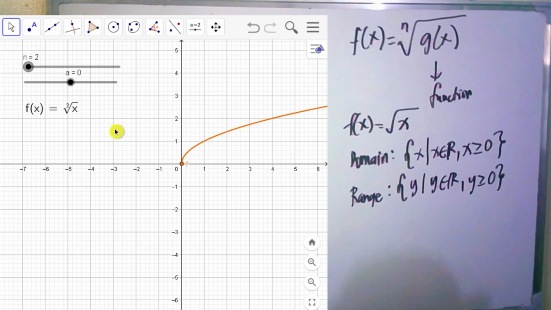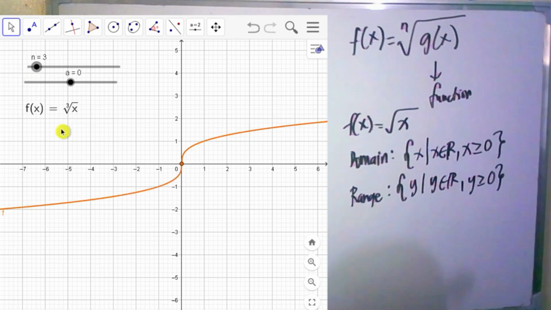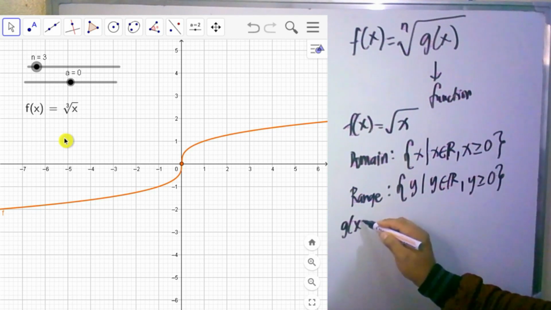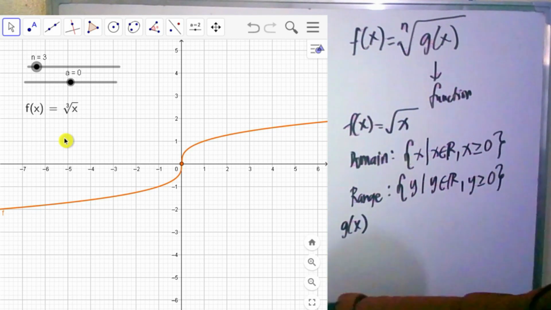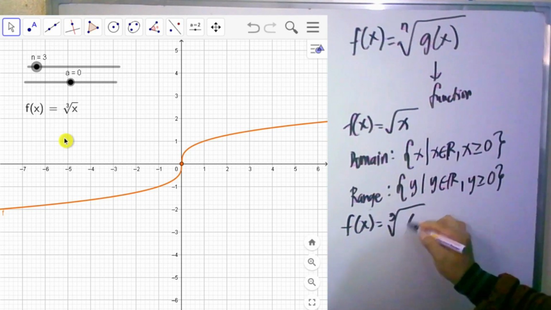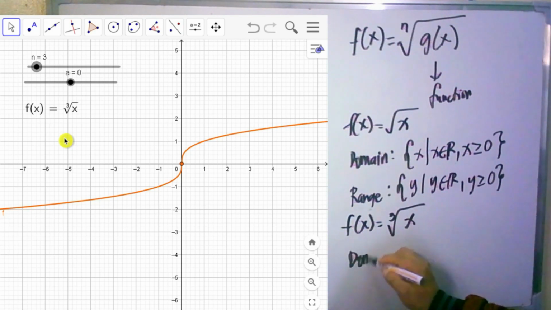Yes. Okay. Now, I'm going to change the index. So instead of just square root of x, we'll have now a different radical function. It is cube root of x. Sabihin natin g of x. Sige, f of x. What if our radical function is cube root of x? Ano yung domain? Anyone?